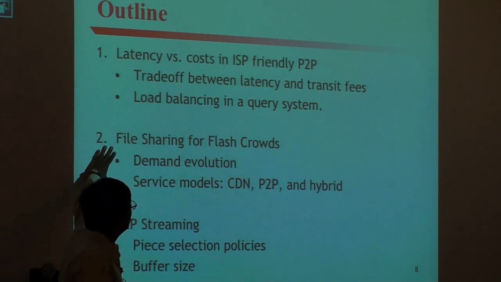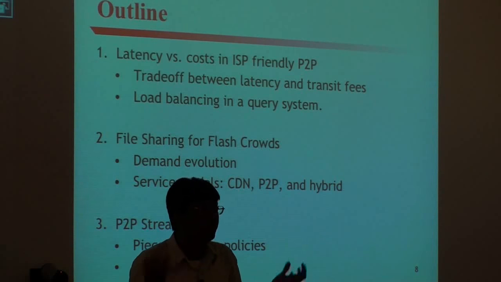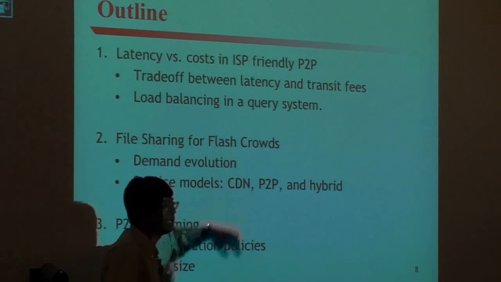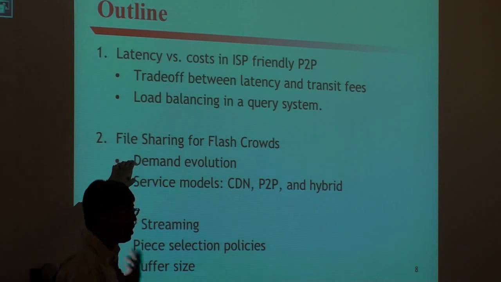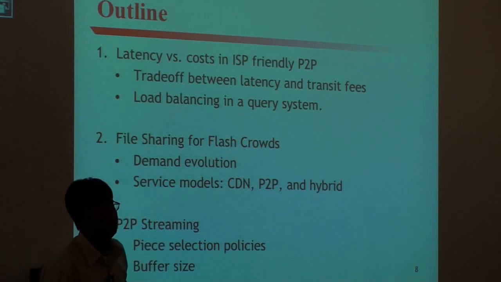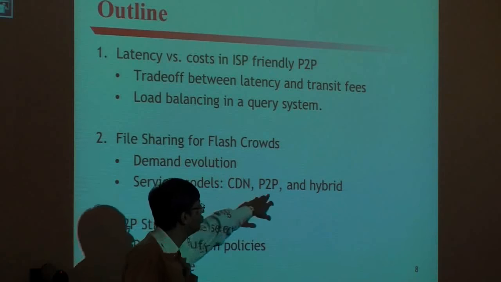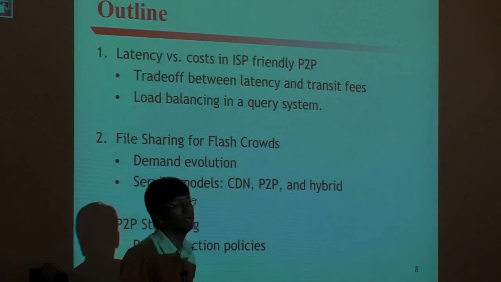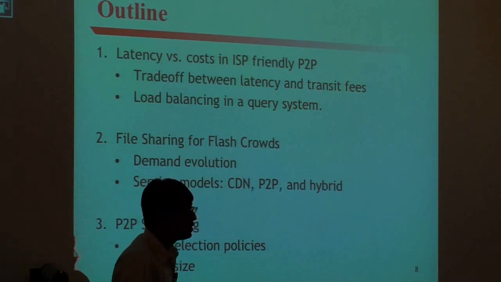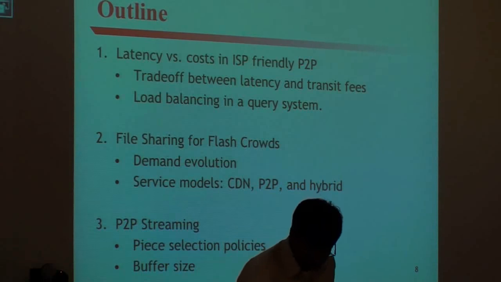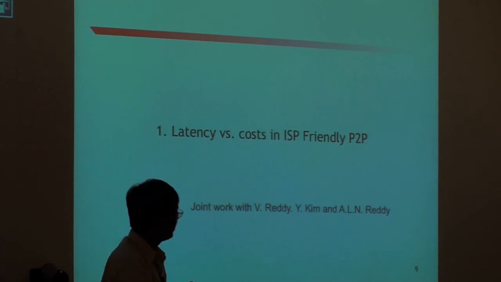Now the second question I'm going to talk about has to do with file sharing. Very often when things get popular, they get popular very quickly. This is called a flash crowd. I'll give a little more idea of what it means in a little while. But really, we're going to understand what constitutes a flash crowd and how to service such a crowd. Do I use a server alone or a fixed capacity content distribution network? Do I use peer-to-peer, or do I somehow join them together? And finally, if I do get time, I'll put up a slide or two on using peer-to-peer for video delivery as well. So the first problem has to do with latency versus costs in so-called ISP-friendly peer-to-peer.